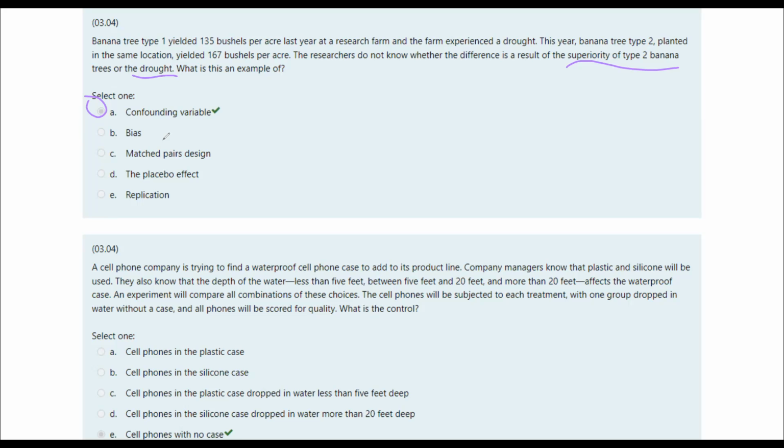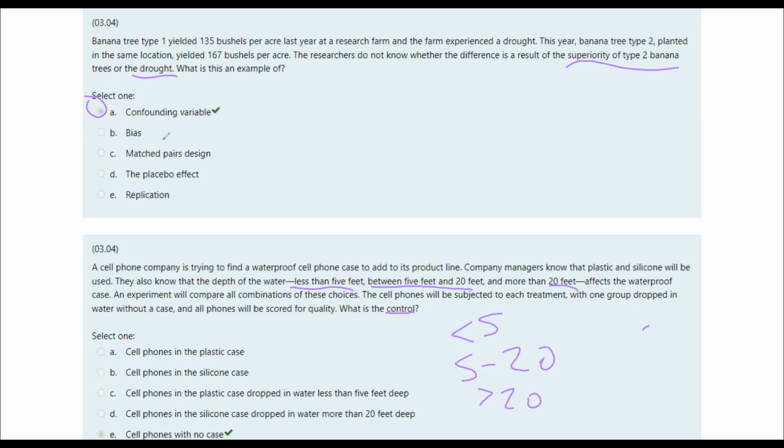So the different depths: less than 5 feet, between 5 and 20, and more than 20. And we see that they're trying to see, what are they trying to do here? Let's see. Cell phones will be subjected to each treatment, dropped without a case. So first of all, it's asking what is the control.